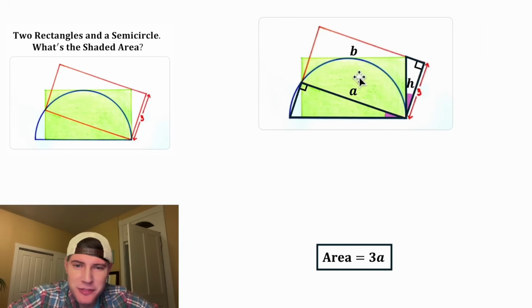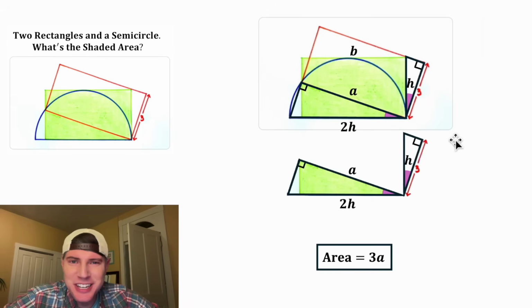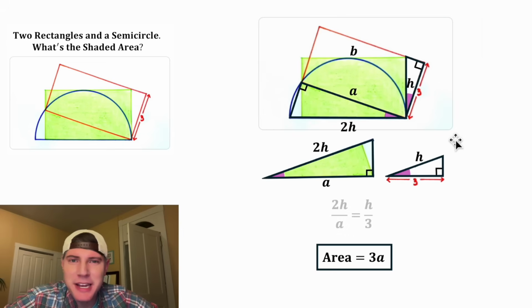And earlier we defined the radius of the semicircle to equal h, which means the diameter is going to equal 2h. And now we have another pair of similar right triangles. Let's copy them down here, rearrange them like this, and make another proportion. It's going to be the hypotenuse divided by the base is equal to the hypotenuse divided by the base, or 2h over a is equal to h over 3.